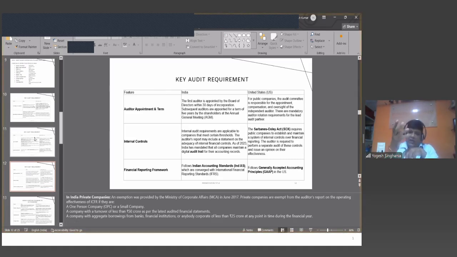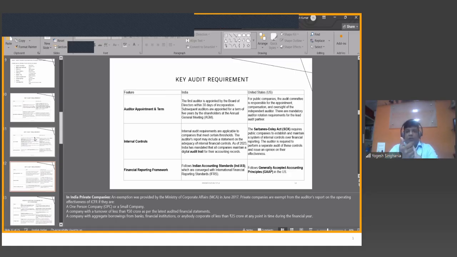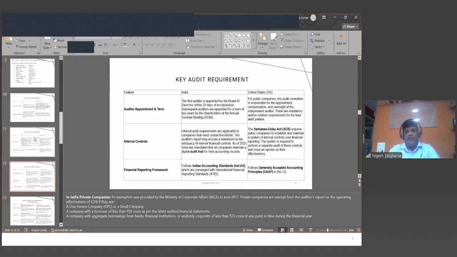Auditor's appointment in India happens mostly at the AGM. The first auditor is appointed by the board of directors within 30 days of incorporation, and then it happens at the AGM. Whereas in the United States, mostly for public limited companies, the audit committee appoints the auditor, and they have independence rules, so rotation of the auditor is also mandatory in public listed companies as per the rules of the SEC and PCAOB.